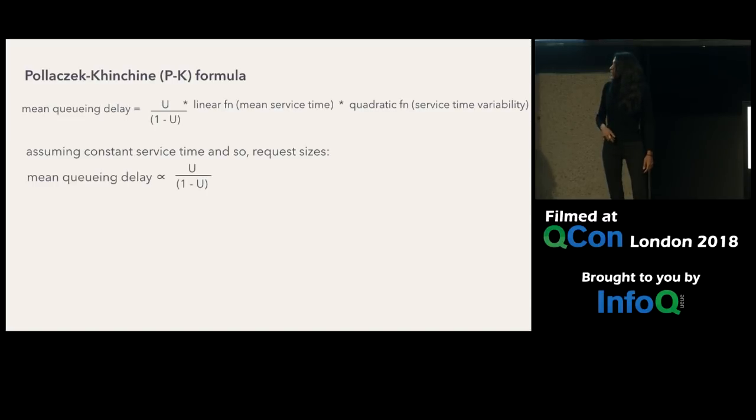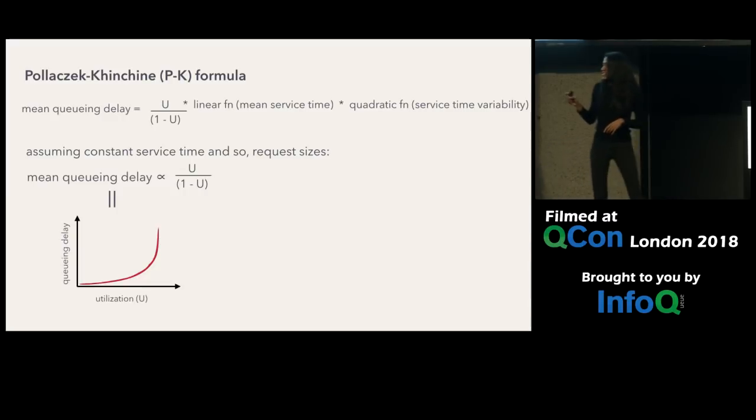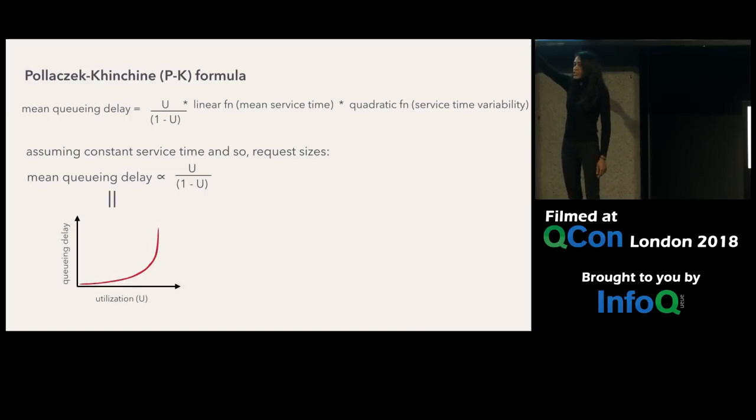So we can say that the mean queuing delay is directly proportional to that term, the server's utilization, U over 1 minus U. What does that look like in practice? Does anybody know what that function looks like? It looks like a hockey stick. What this graph tells us is as utilization increases, the queuing delay is going to increase in that manner, and that makes sense, right? When U is large, the denominator approaches 0, which means the entire fraction approaches infinity.